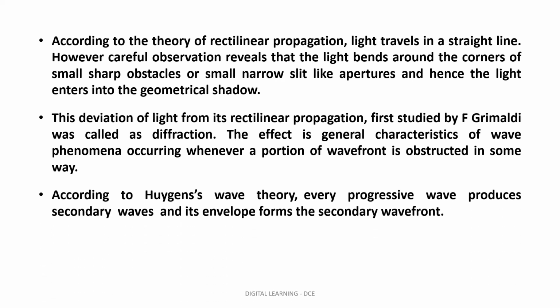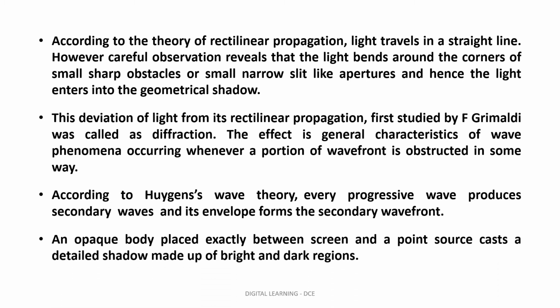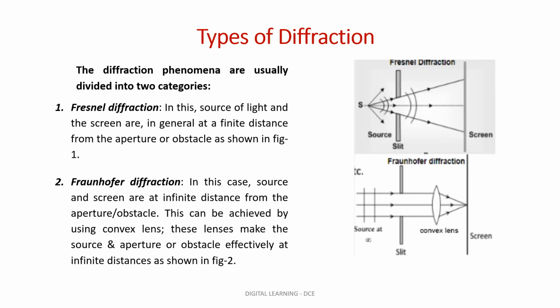According to Huygens wave theory, every progressive wave produces secondary waves and its envelope forms a secondary wavefront. While explaining the wave theory of light, Huygens described that each point on a wave could produce its own wavelets, which then add together to form a wavefront. An opaque body placed exactly between the screen and the point source casts an intricate shadow made up of bright and dark bands. Now we know what is diffraction.